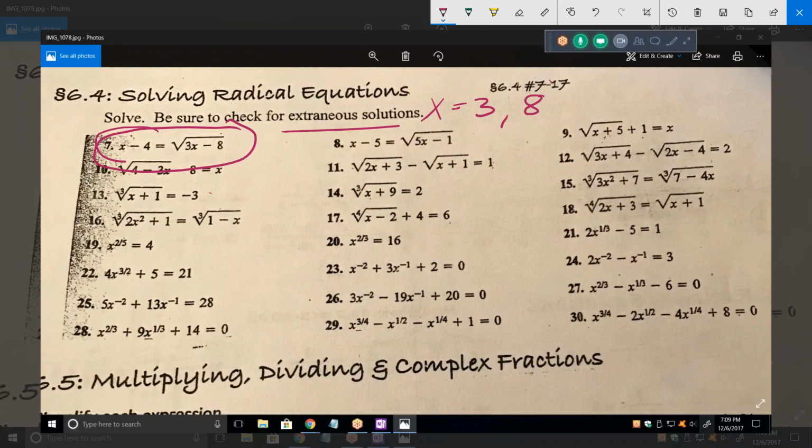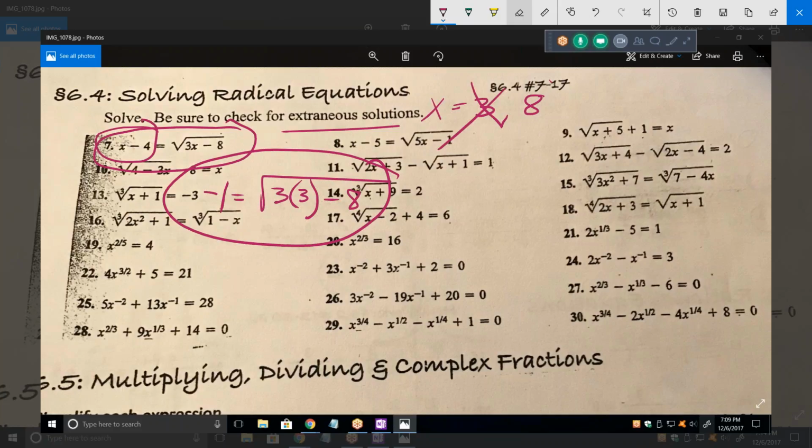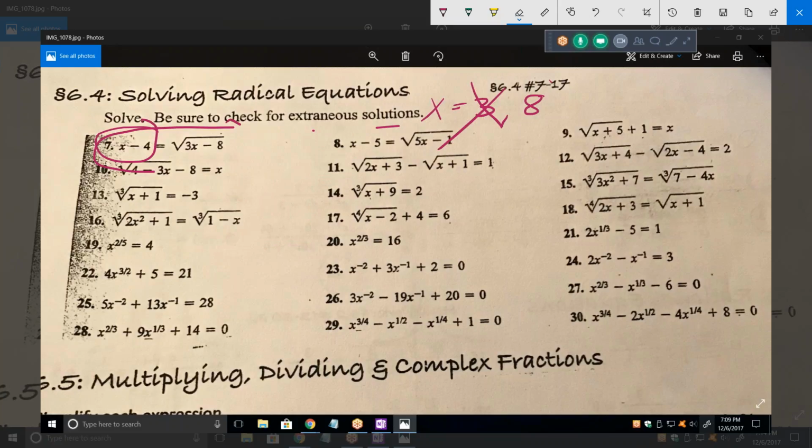What's 3 minus 4 equal to? Negative 1. Okay, let's put that there. Now the square root of 3 times 3 minus 8. Is that a true statement? No. That's not one of the solutions then. Now, we can be pretty certain that 8 is going to be a solution. But just for the heck of it, let's try it. Plug in 8, what do you get?